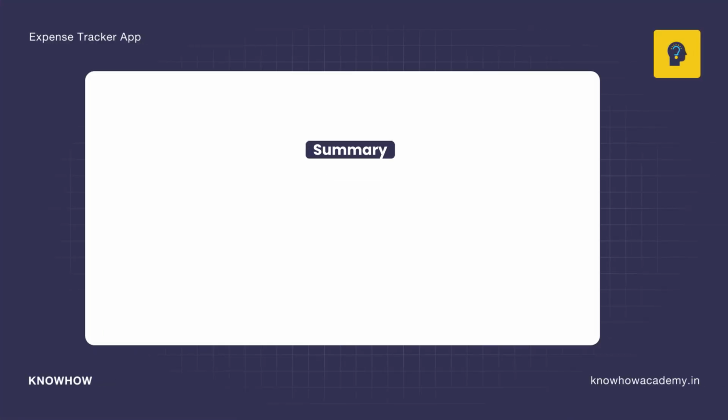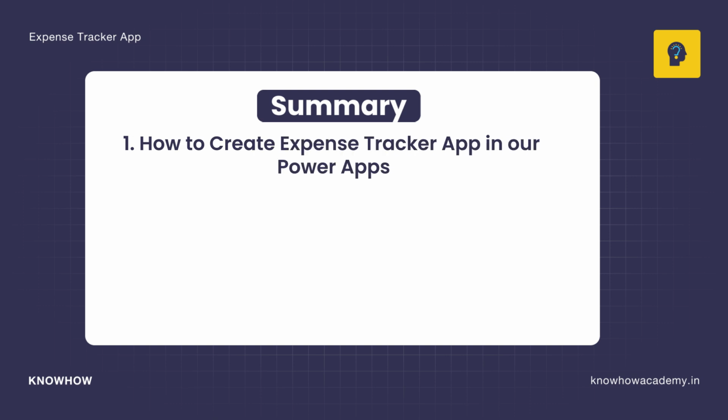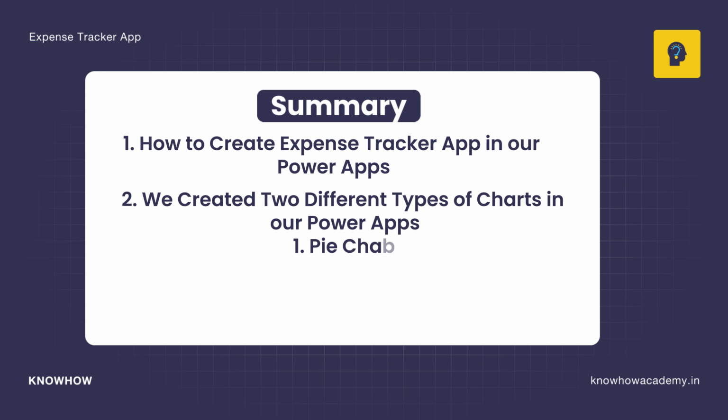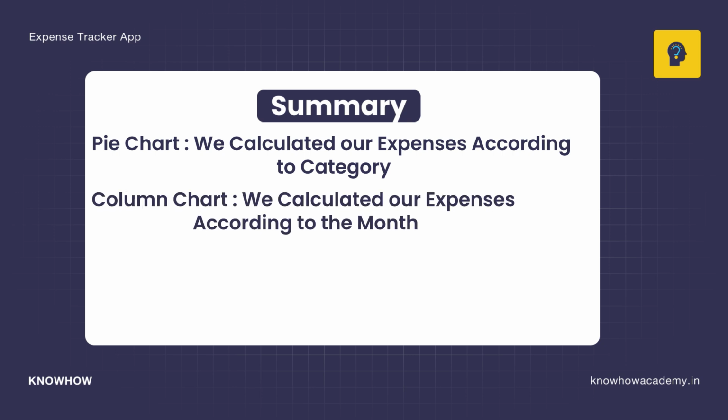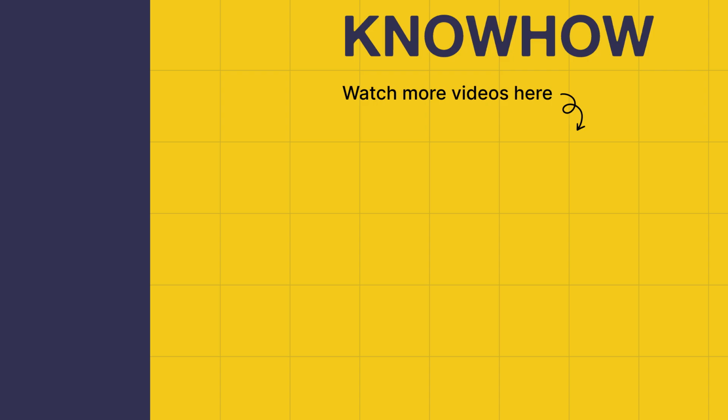So in this video, we learned how to create an expense tracker application in our Power Apps. We created two different types of chart in our Power Apps. First is our pie chart and second is our column chart. In our pie chart, we calculated expenses according to our category, and in our column chart, we calculated our expenses according to the month.